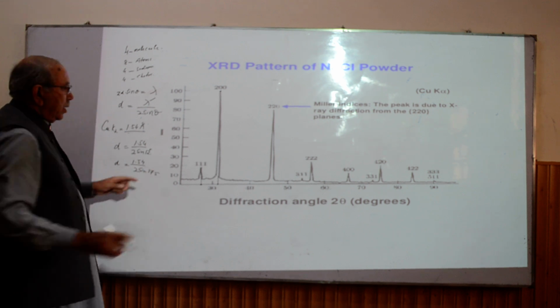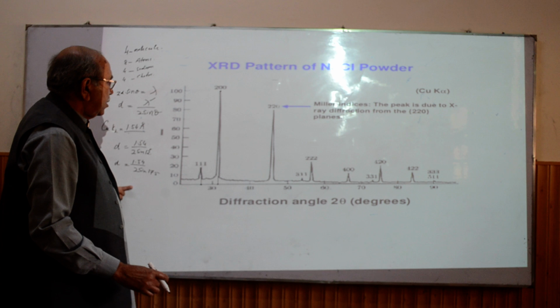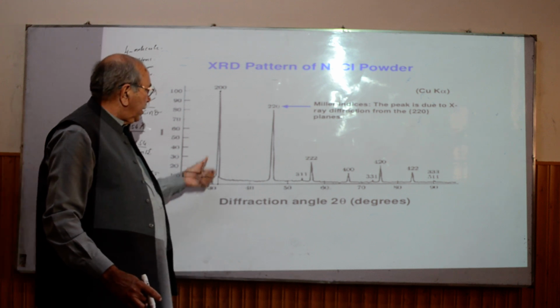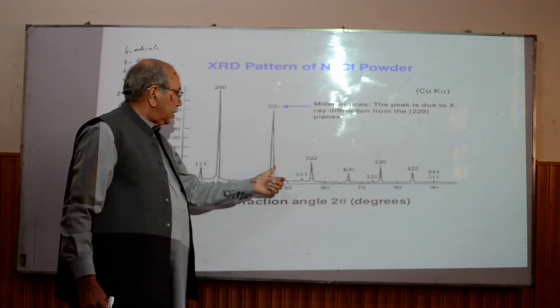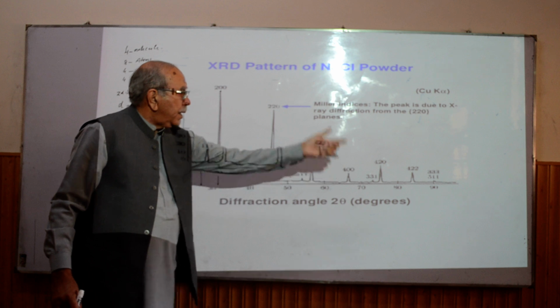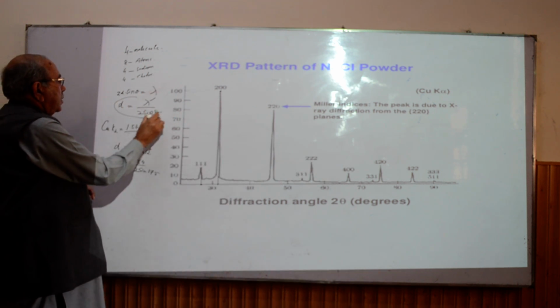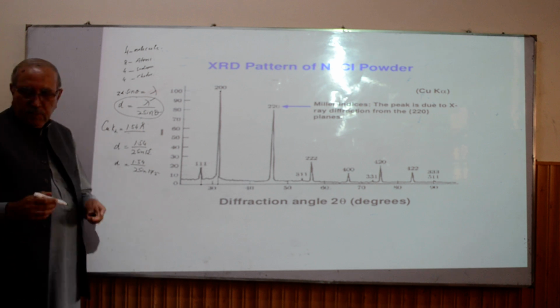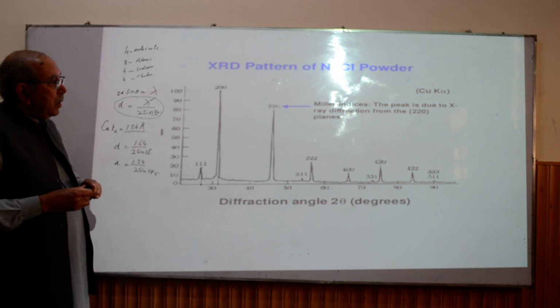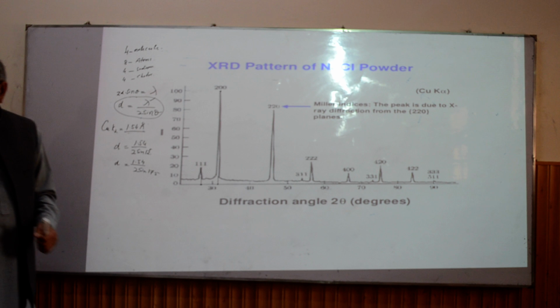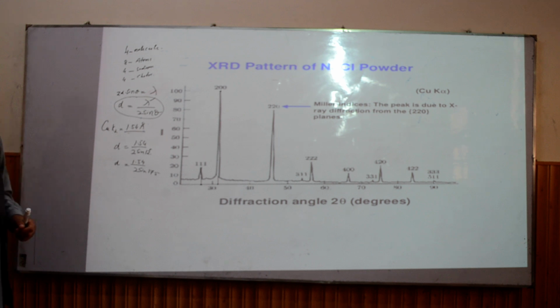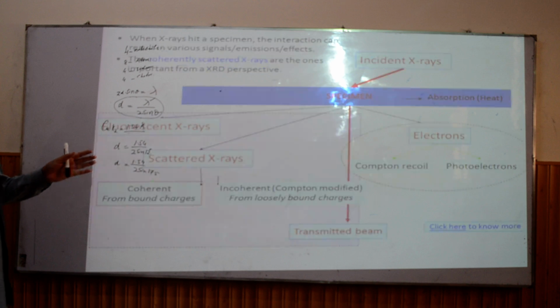So in this way, I can find the d spacing for the first peak, for the second peak, for the third peak, for the fourth peak, and so on, using this particular relation, which is derived from the Bragg's law. So this will be the diffraction pattern that you will get when you are using the X-ray diffractometer.